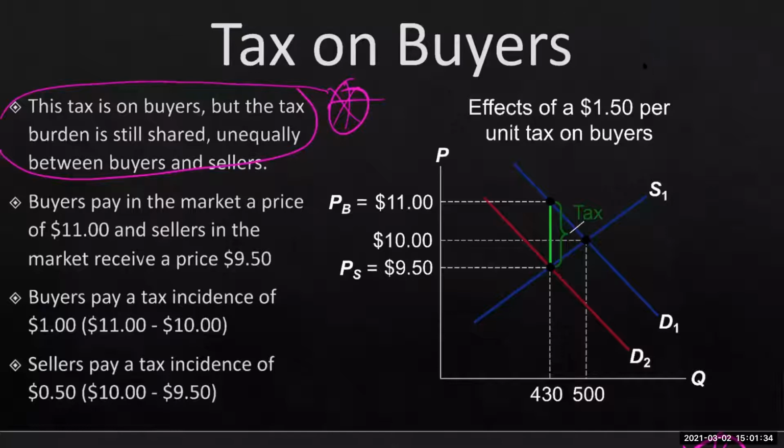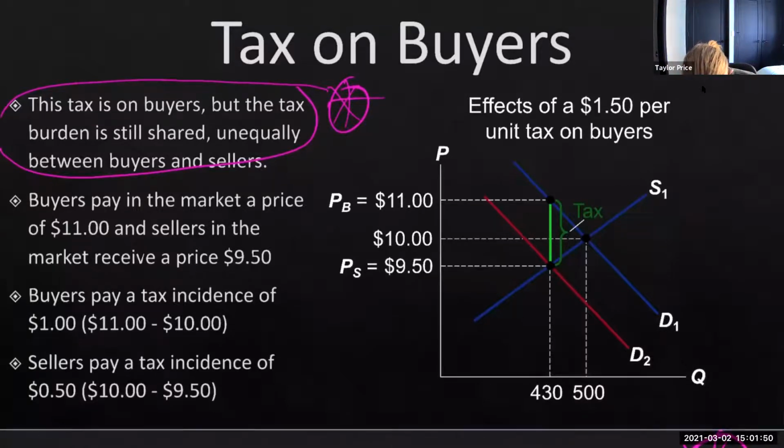I just have a quick one more question, sorry. Yeah, no worries. Can you just go over how you got the answers that you have here, like buyers pay in market of 11, and it says like 11 minus 10 and stuff like that? Yeah, okay, yeah, for sure.